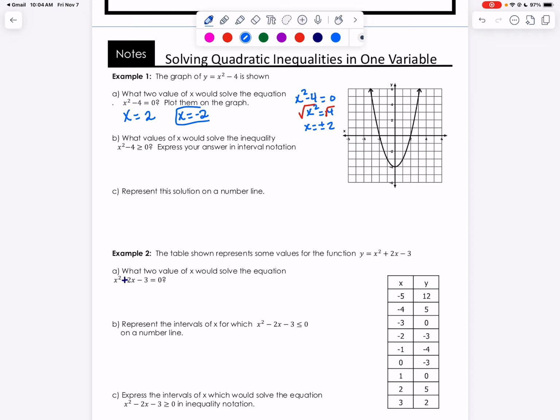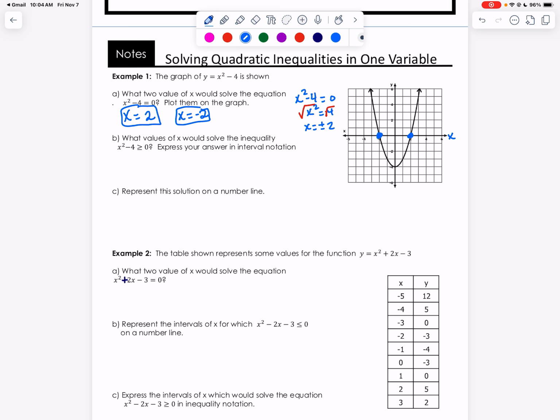So our solutions to the equation x squared minus 4 equals 0 are x equals positive 2 and x equals negative 2. Now, if we were to plot those solutions, I want you to notice that both of those solutions fall on the x-axis, because those are our zeros of our function. They're the values of x that make the equation equal to 0.